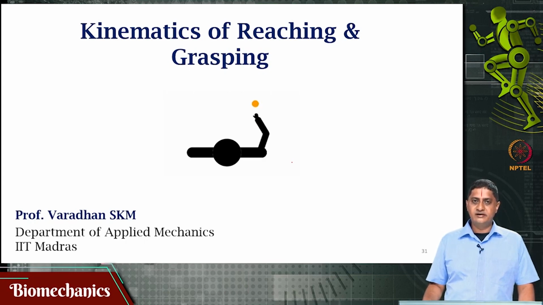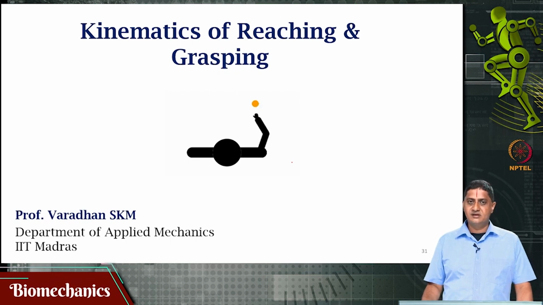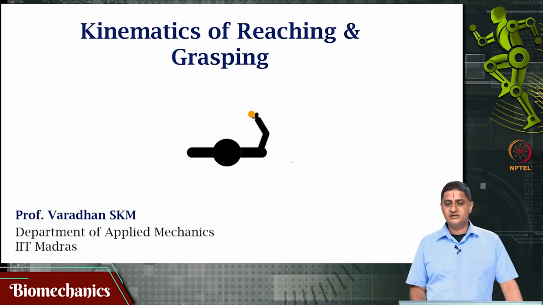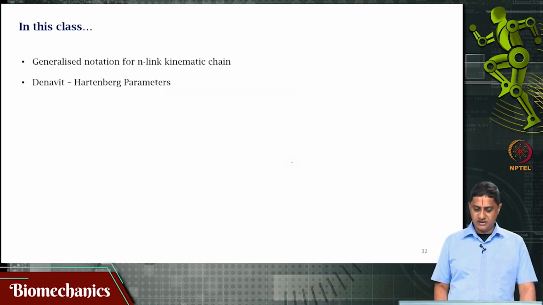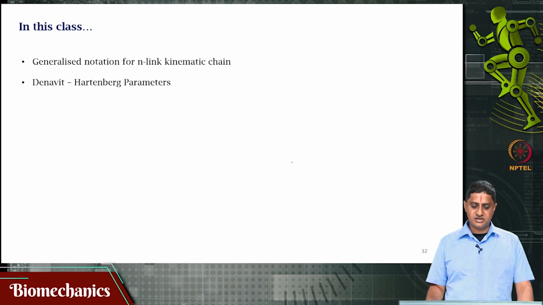We have been looking at kinematics of grasping and reaching. In the previous videos, we looked at 2-link serial kinematic chains and 3-link serial kinematic chains. In this video, we will be looking at a more generalized notation for n-link serial kinematic chain.